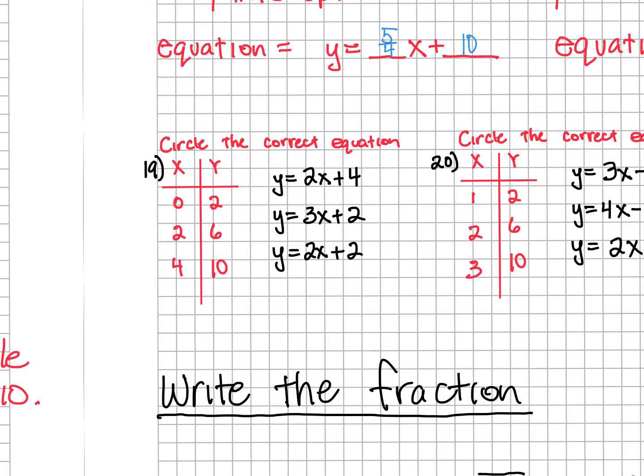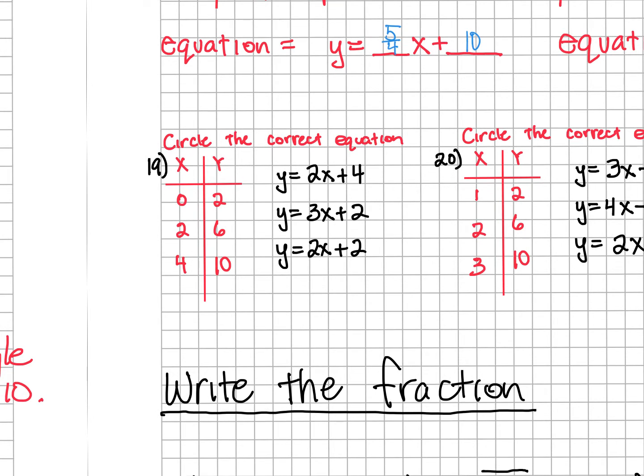If I use the first equation, y equals 2x plus 4. If I take 0 and plug it in for the x, then that would be 2 times 0 plus 4. 2 times 0 is 0, and plus 4 is 4. So if I plugged in 0 to the first equation, I would get 4, which is not 0, 2. So it's not that equation.